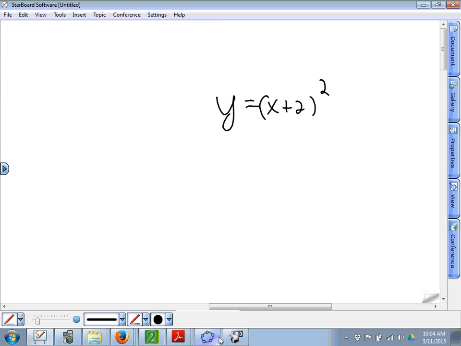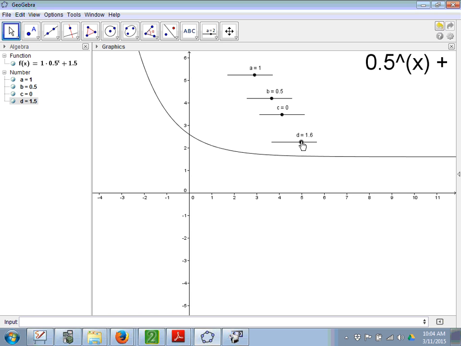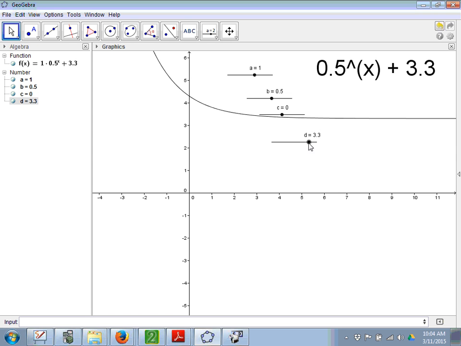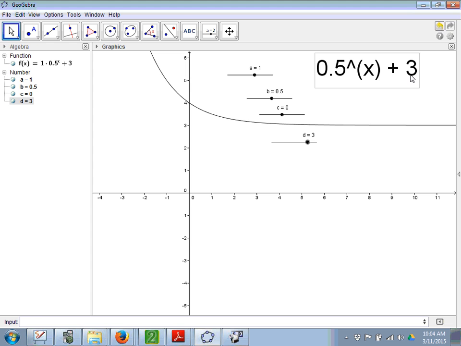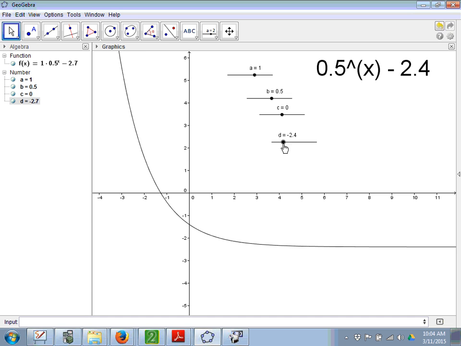The same type of things happen with exponentials, depending on where you put different things. For example, if I put a plus 5 or a plus 2 after the exponent, look what's happening to the graph. Now you can't see. Let me move that. There it is. So there's a plus 3. What did it do to the graph? Moved up 3 units. If I change that to a negative number, it's moving down.